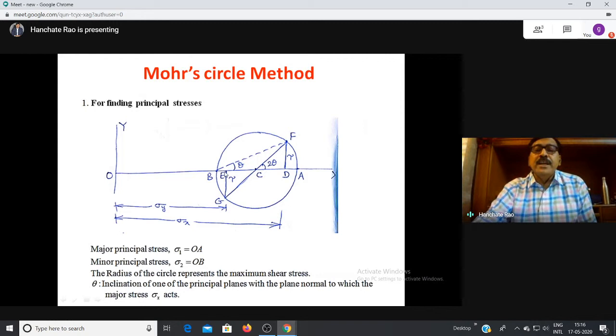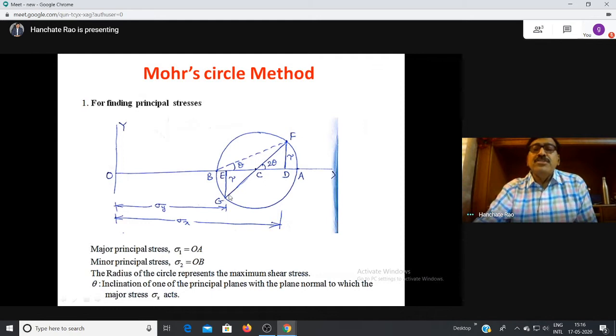Similarly at E, draw another perpendicular such that EG is equal to 3 centimeters, such that EG is equal to tau. So to the scale it is 3 centimeters. So now we got the G point. So what we got now? We got a D point, E point, G point, and F point.